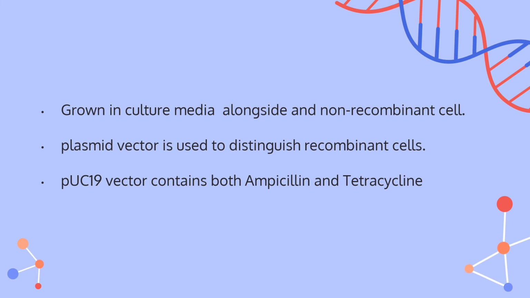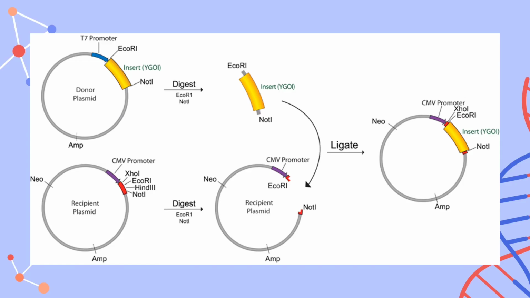For instance, we use the pUC19 vector, which contains both ampicillin and tetracycline resistance genes. It is used to draw out the ampicillin resistance gene from the plasmid by using our restriction enzyme. Yeah, you can see the process of how we do the vector cloning.